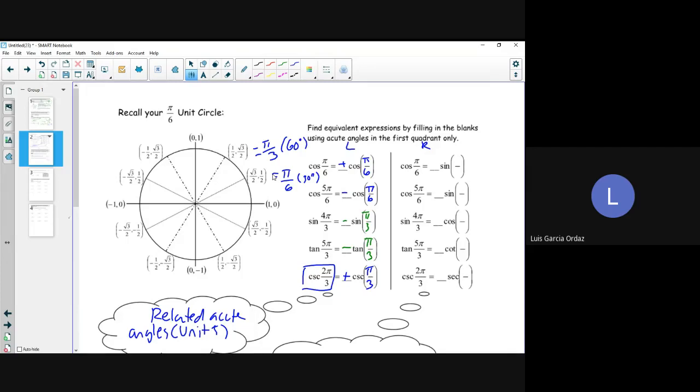For the sine part? No, cos. What's cos pi over 6? Root 3 over 2. So cos pi over 6 is root 3 over 2. This is from your special triangles that we did in the first lesson of Unit 5. So your x value is cos and your y value is sine. I don't know if you guys remember me writing out x, y.